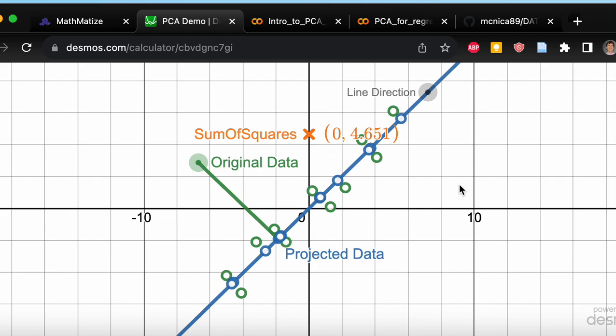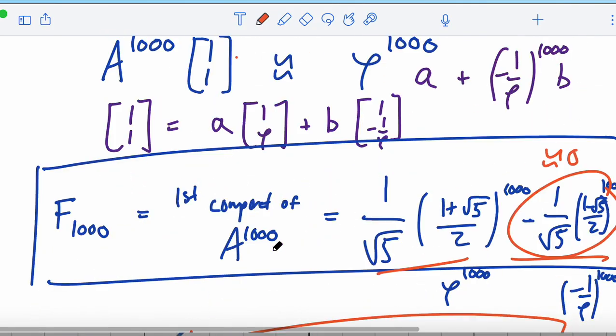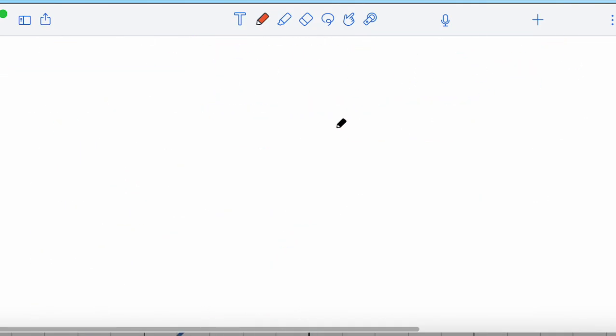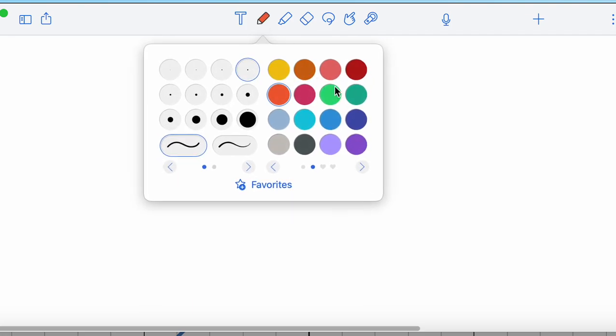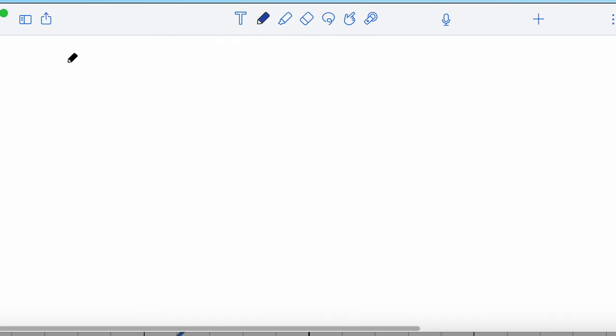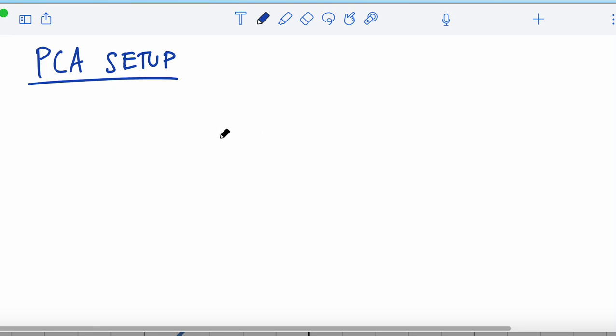Let's see why that is. So I'm going to show you mathematically where this eigenvector thing comes from. It's not magic. It's exactly the kind of thing we were doing a second ago. So here is the setup for PCA. Let me zoom out one. Okay. So the setup is we have our data. I'm going to put all of our data in a big matrix X. So X is going to be a matrix. This is the data matrix.